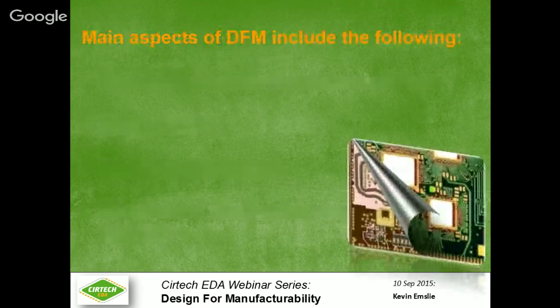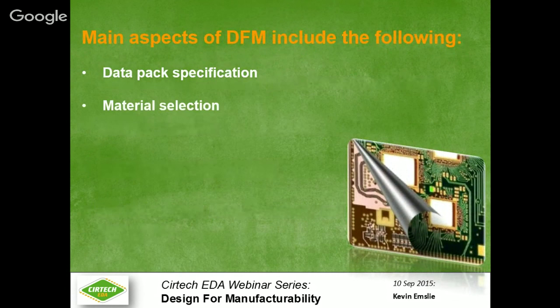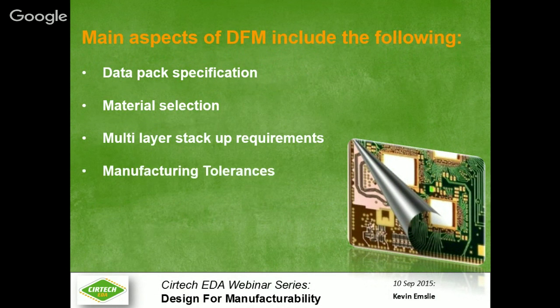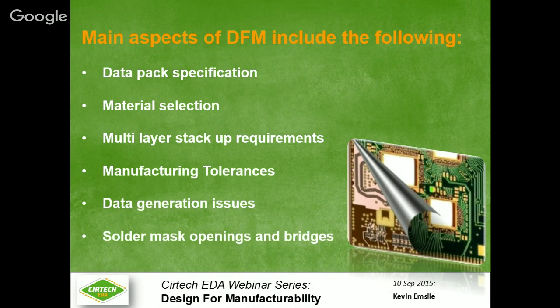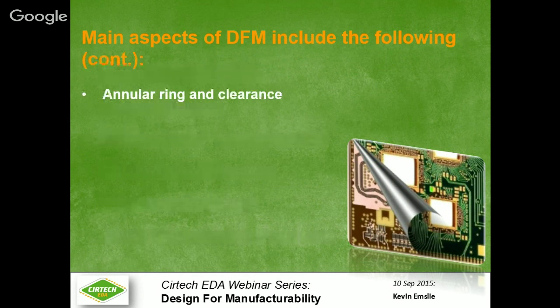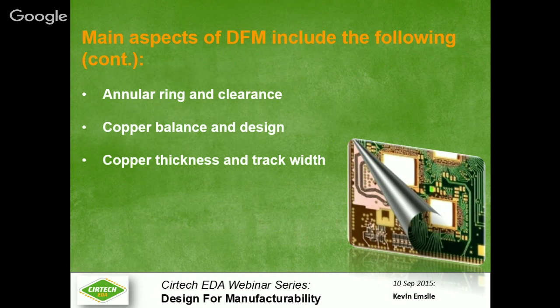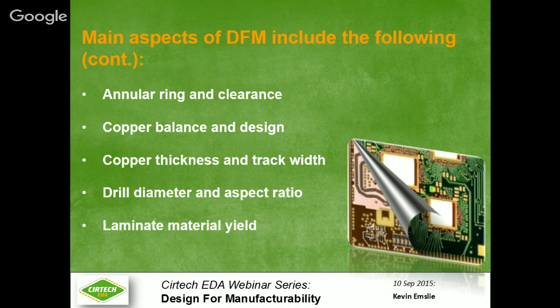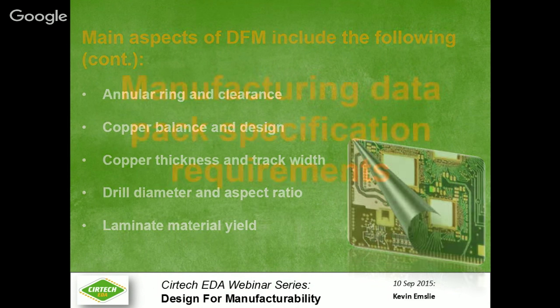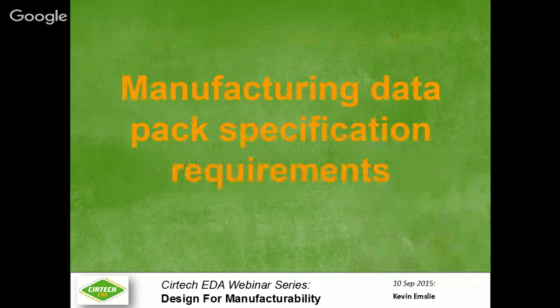Now, the main aspects of design for manufacture include the following. First of all, data pack specification, material selection, multi-layer stack-up requirements, tolerances related to manufacturing, data generation issues, solder mask openings and bridges, annular ring and clearance, copper balance and design, copper thickness and track width, drill diameter and aspect ratios, and laminate material yield. We'll discuss each of these items one by one. We'll touch on each of them.